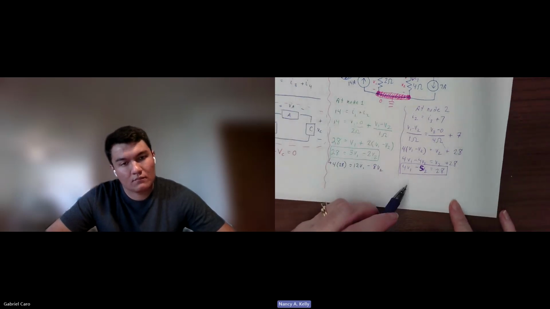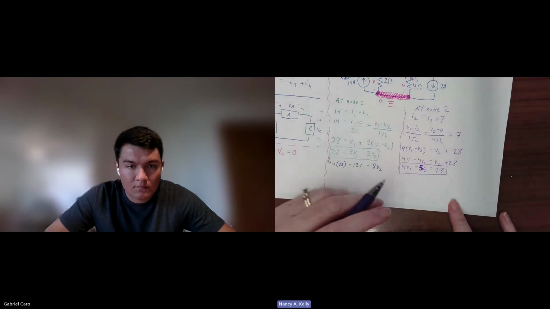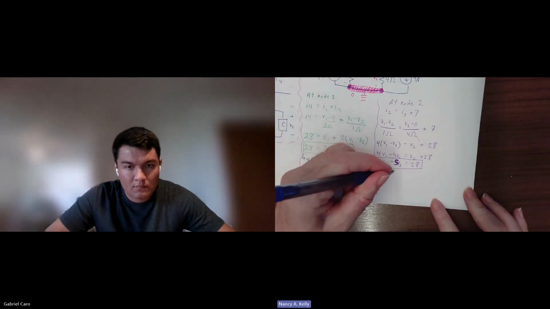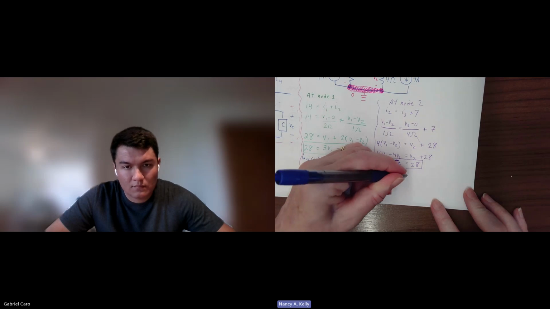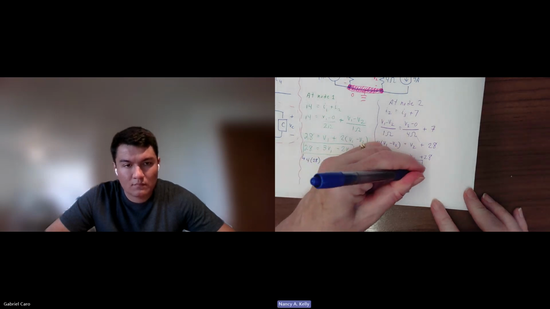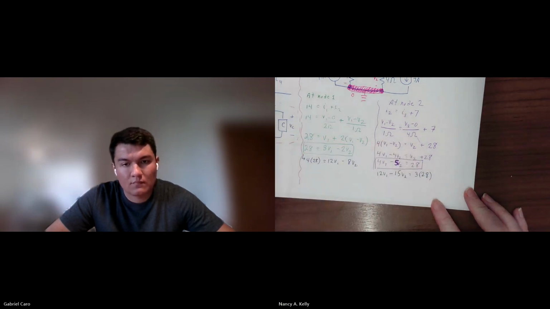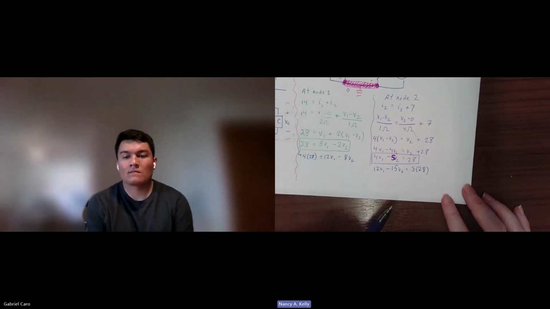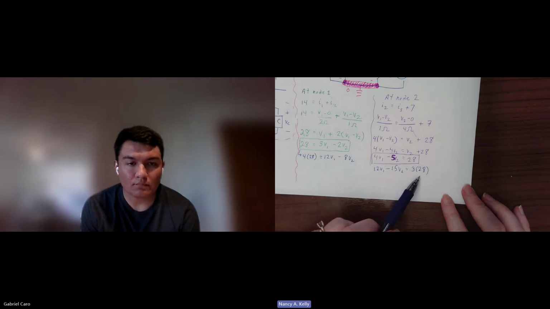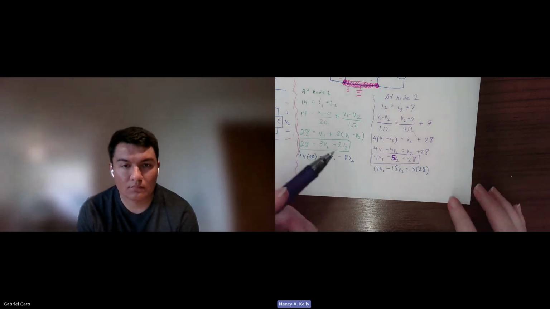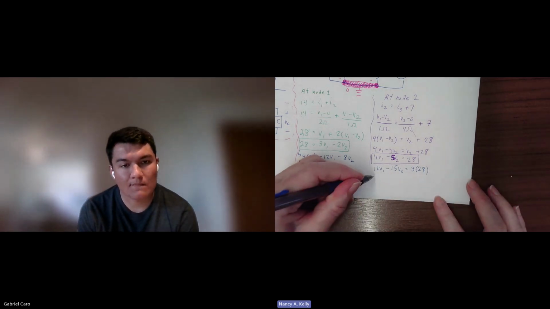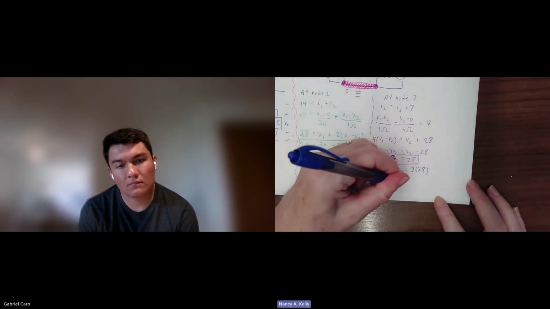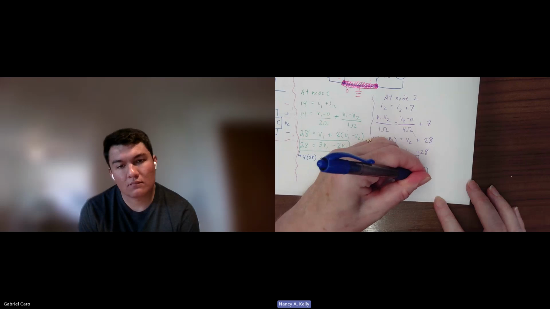And then this one over here, when I multiply everything by 3, I get 12 V1 minus 15 V2 equals 3 times 28. I think what I'm going to do now is multiply this second equation by -1 because I'm going to add them together. When I do that, I get minus 12 V1 plus 15 V2 equals minus 3 times 28.